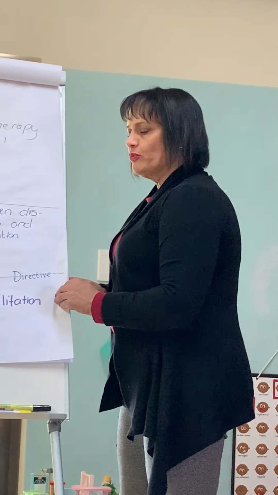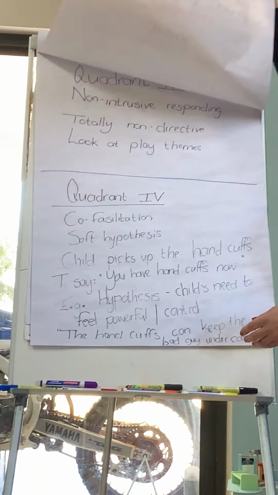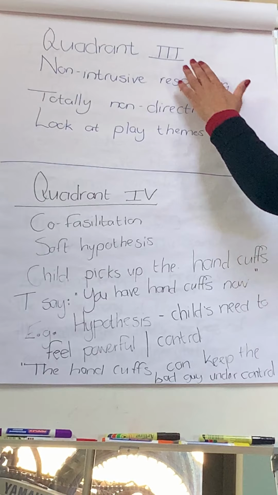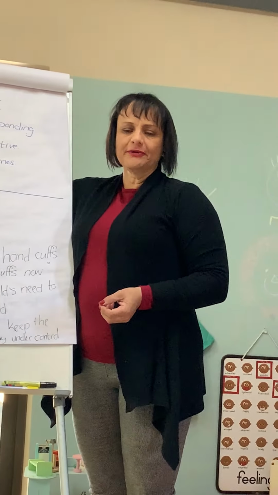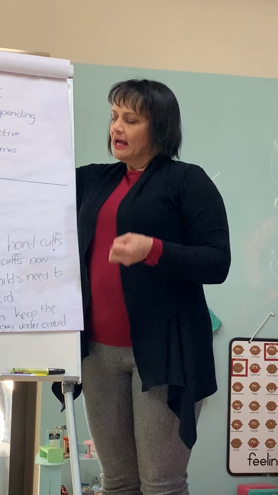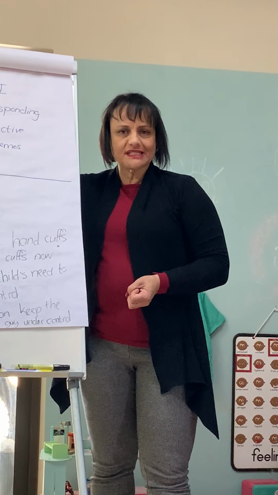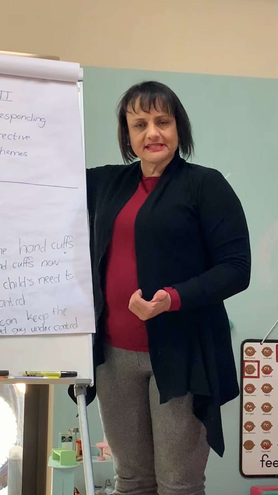Okay, so let's take them one by one now, and we're going to start off with quadrant 3, non-intrusive responding. Quadrant 3 is when the therapist in no way intrudes in the play. It's totally non-directive, and you look at the play theme. This is exactly the model that I teach in my introductory play therapy workshop in terms of child-centered.